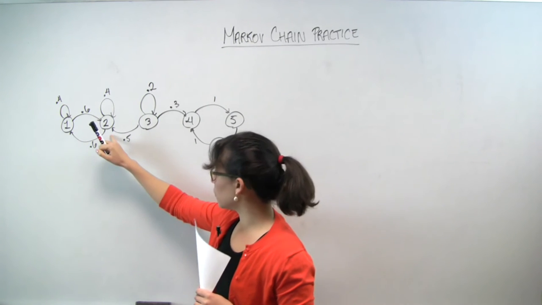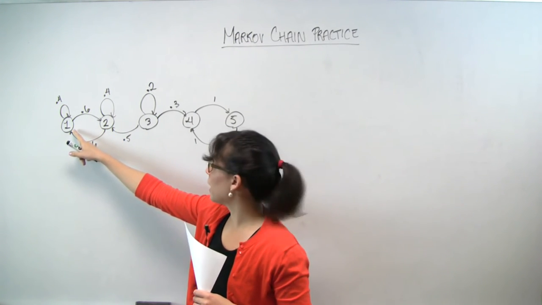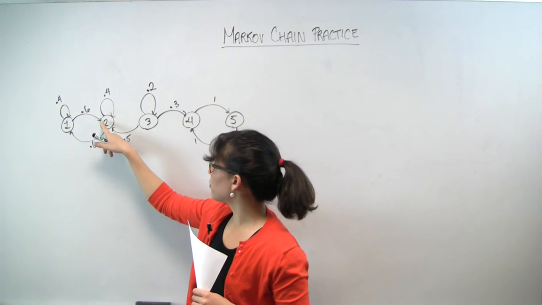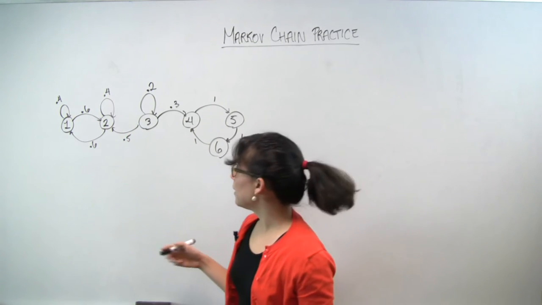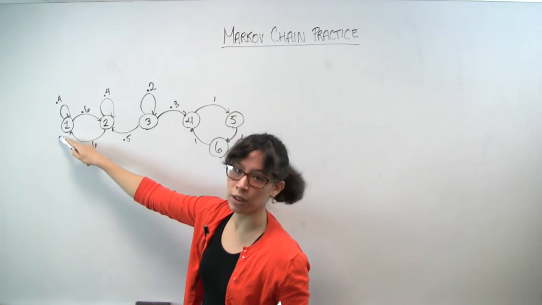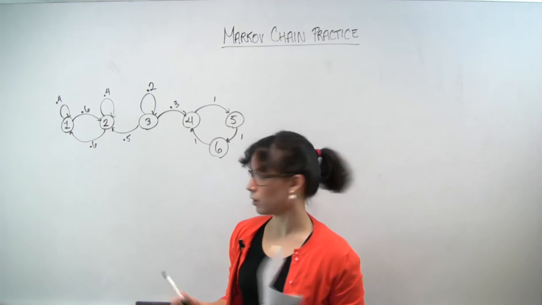Now let's look at 2. If you go to 1, you can go back to 2 by taking this arc. From 2, you can go to 2, and of course you can get back to yourself that way. So if you start in 2, everywhere you can get to from 2, namely 1, you can always get back. So 1 is recurrent, and by symmetry 2 is recurrent.